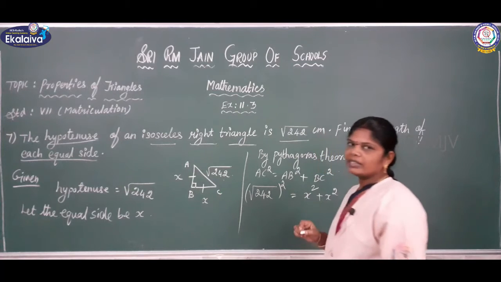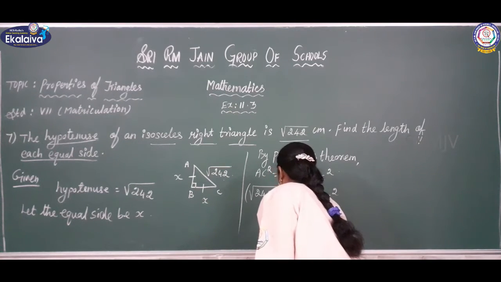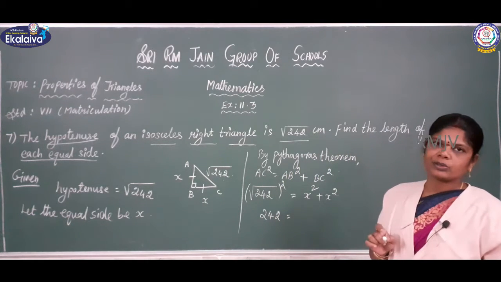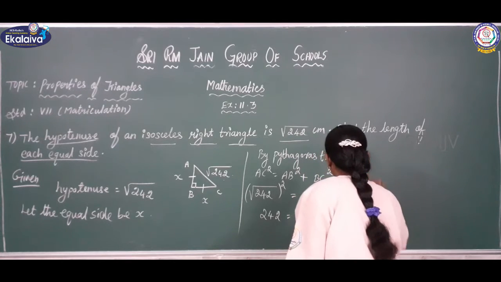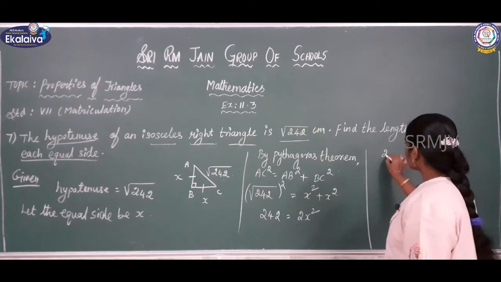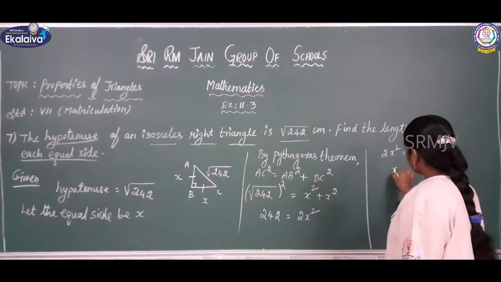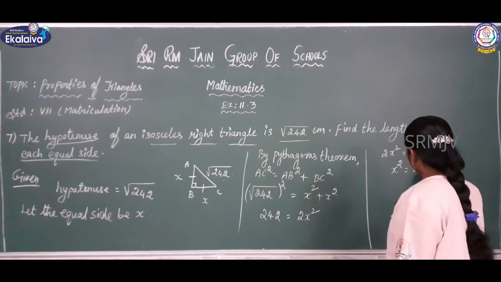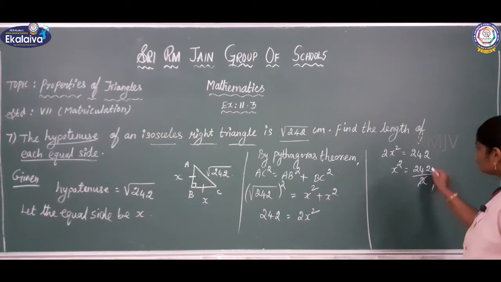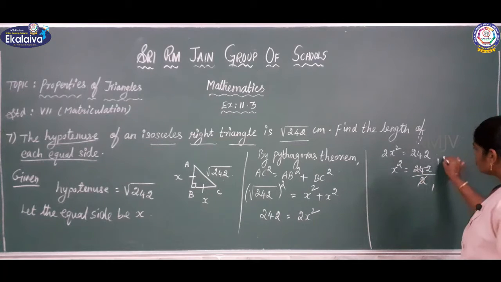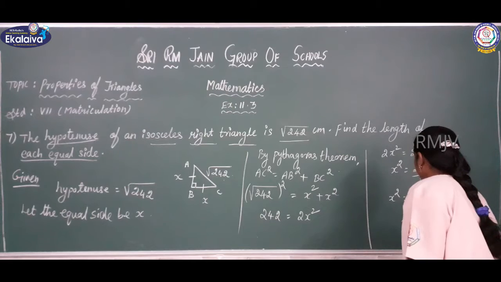When we square this, what will you get, children? 242. So 242 equal to x square plus x square. What will you get? 2x square. So 2x square equal to 242. x square equal to 242 by 2. Divide this: 2 ones are 2, 2 twos are 4, 2 ones are 2. So x square equal to 121.